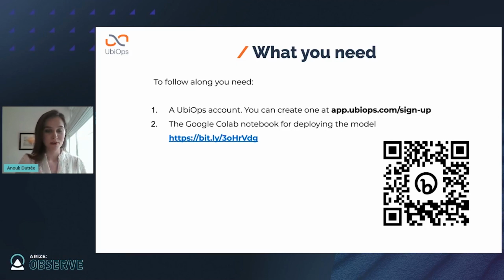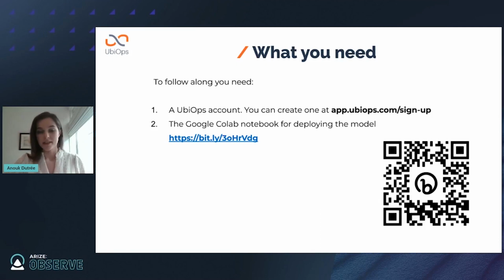And secondly, we need a Google Colab notebook for deploying the model. So this is all the code that I already prepared. And you can find that either by going to this link or scanning the QR code. So that's how you can find it. Maggie also already put it in the chat, so there you can see it as well. The link is in the chat.